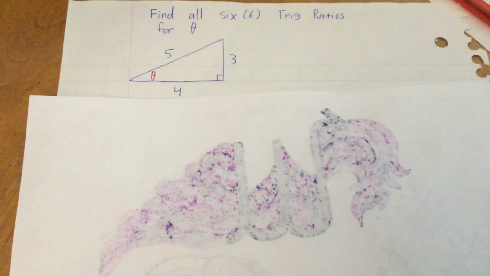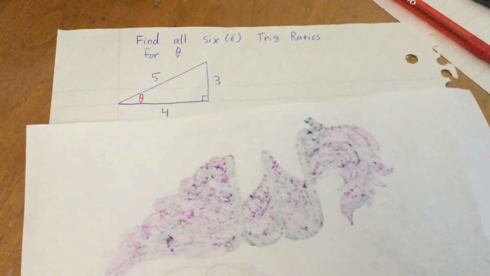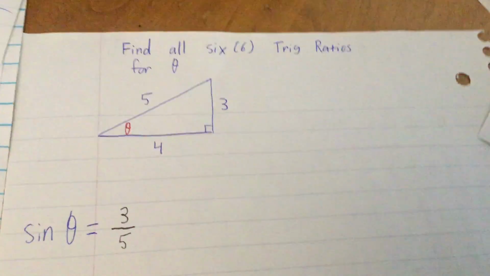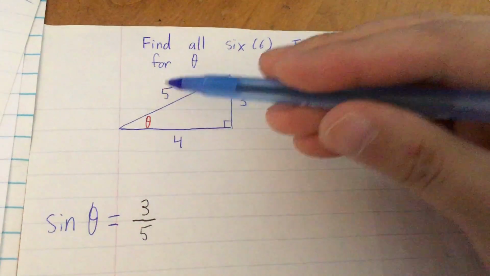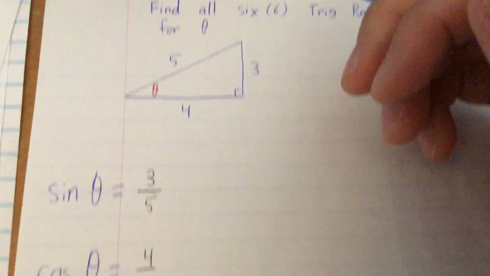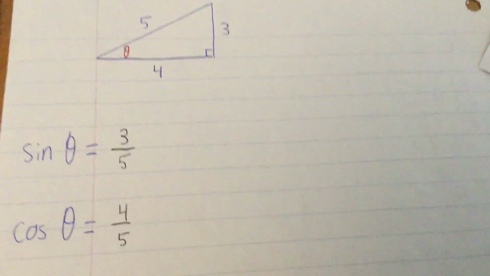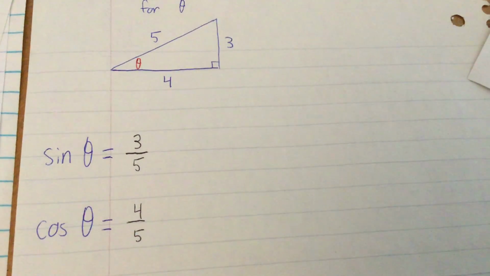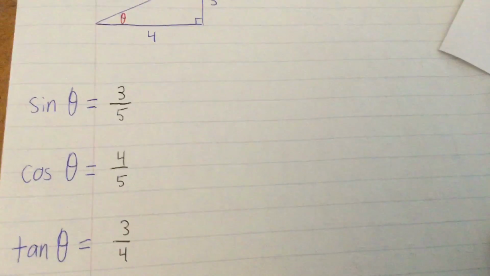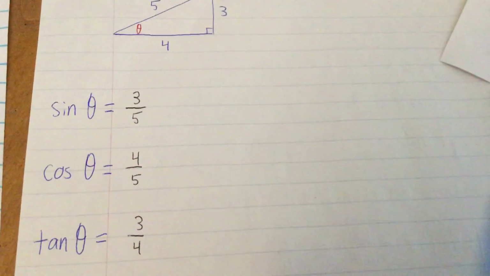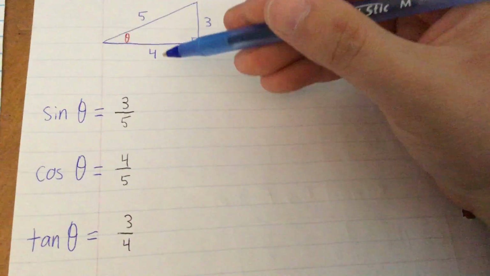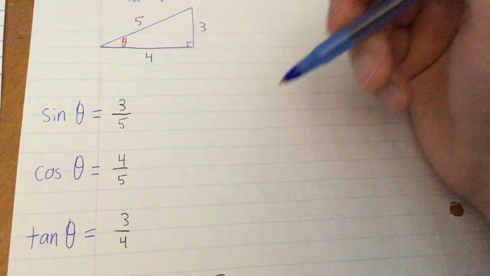Okay, so since you've paused the video and done the work on your own, let's take a look at the results. Well, the sine of angle theta is the opposite over the hypotenuse, 3/5. The cosine of angle theta is the ratio of an angle's adjacent side to its hypotenuse, 4/5. The tangent, for now, is the ratio of an angle's opposite over adjacent, or 3/4.